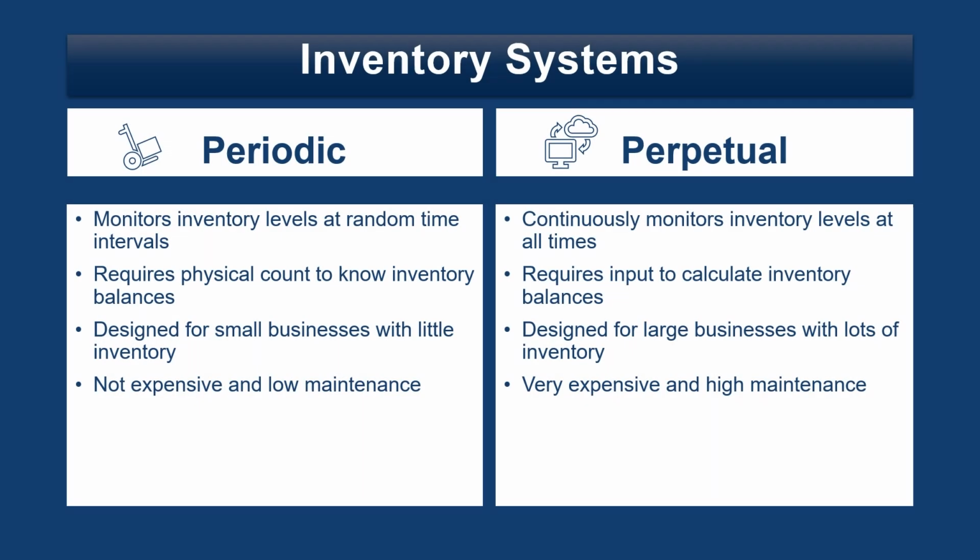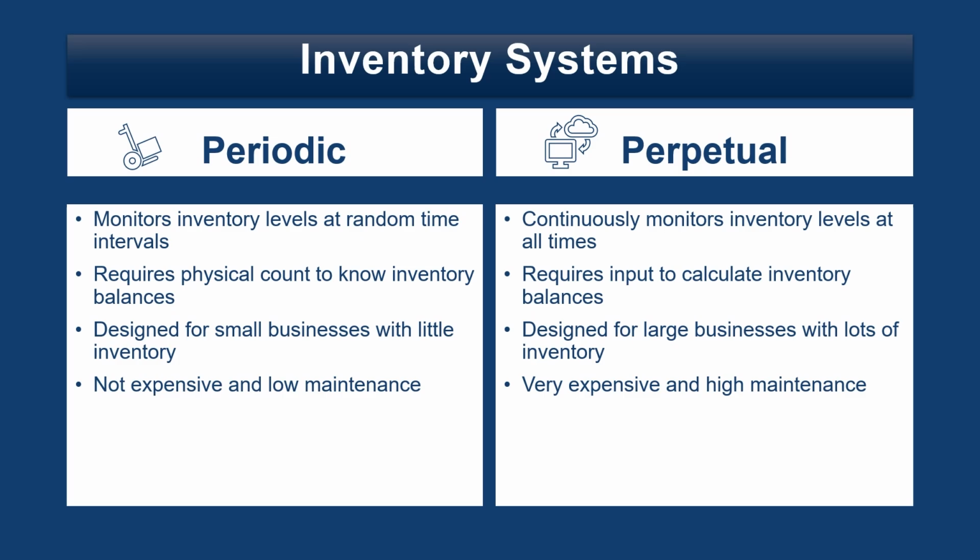So again, perpetual systems are for companies, usually large companies, but also for those high volume, high value items. If you have a ton of inventory, you want to go with a perpetual system if you or your company can afford it. If you have small amounts of inventory, low value, a perpetual system is probably not necessary. And this again is where a periodic system is more appropriate.